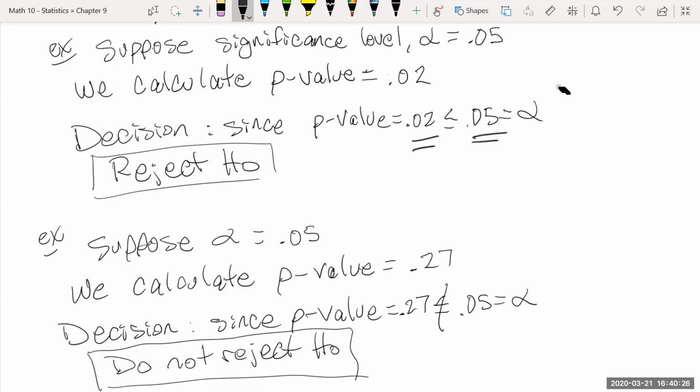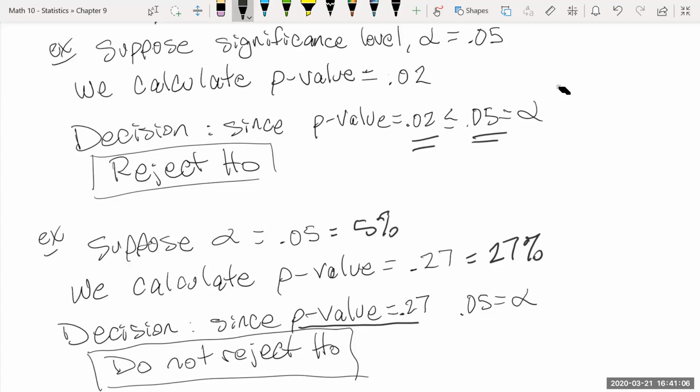All right, another example. This time, alpha is 5%. So we have a 5% significance level. We calculate the p-value, and the p-value comes out to 0.27. Well, that 0.27, notice that really means 27%. So think, oh, there's a 27% chance that the null hypothesis is true. That's a lot higher than my 5% alpha. So in that case, my decision, since the p-value is 0.27, notice what I did here. I'm going to redo it for you.